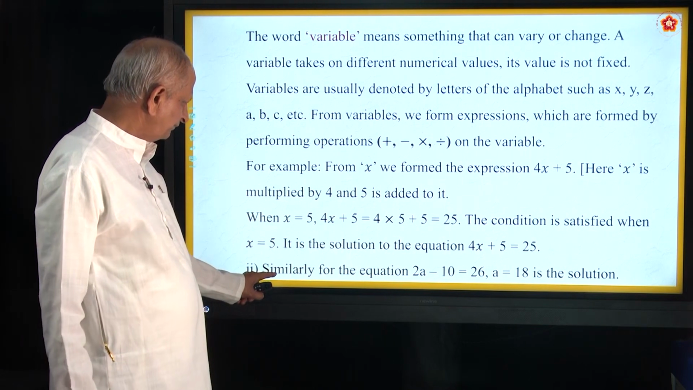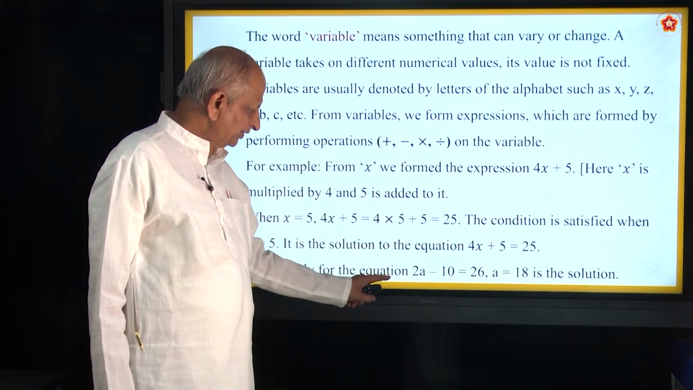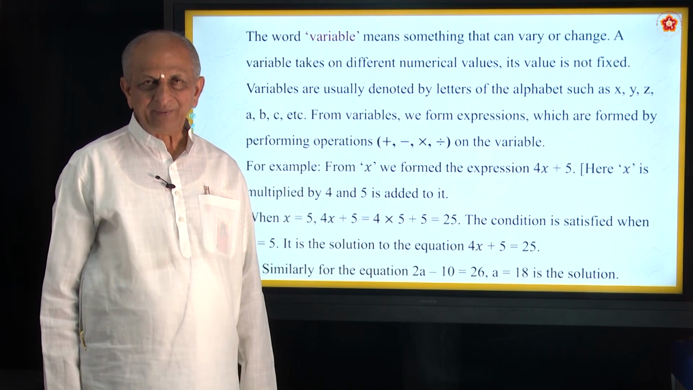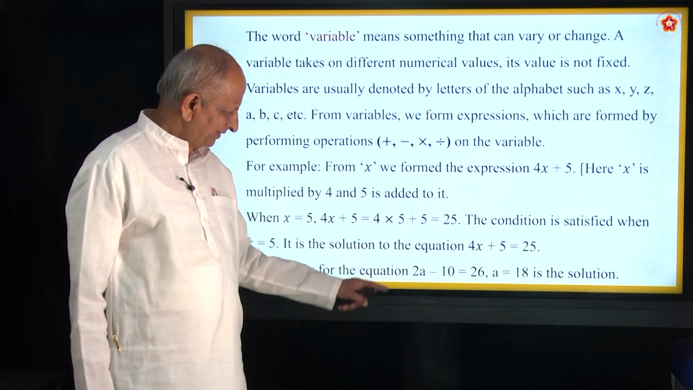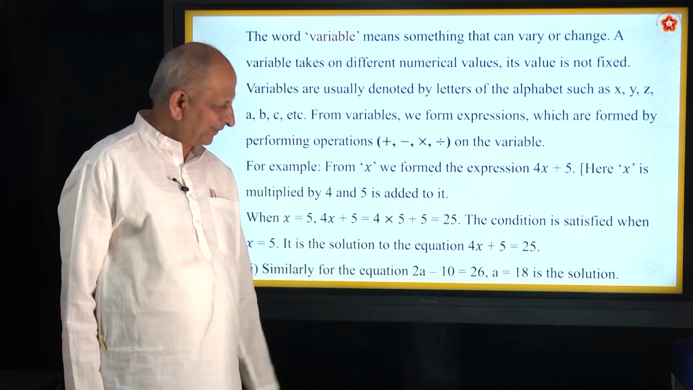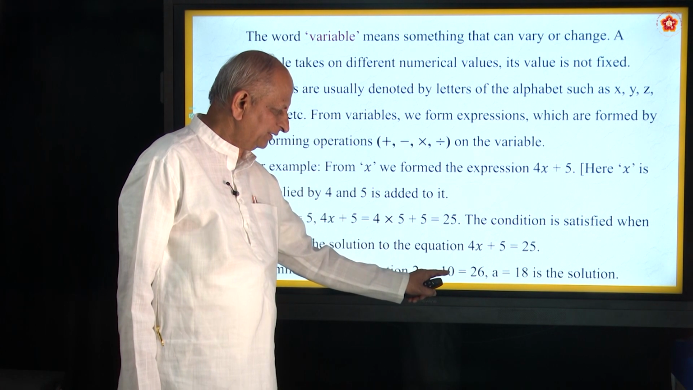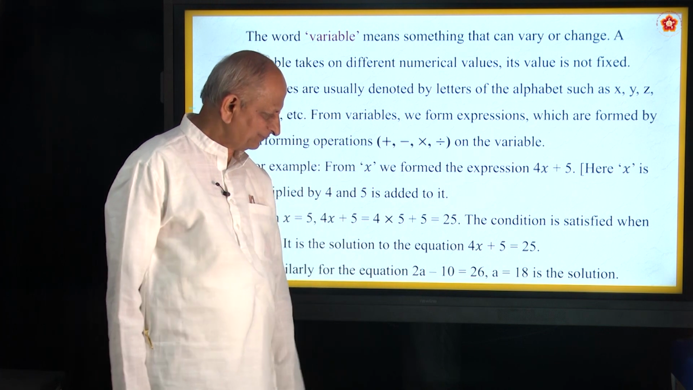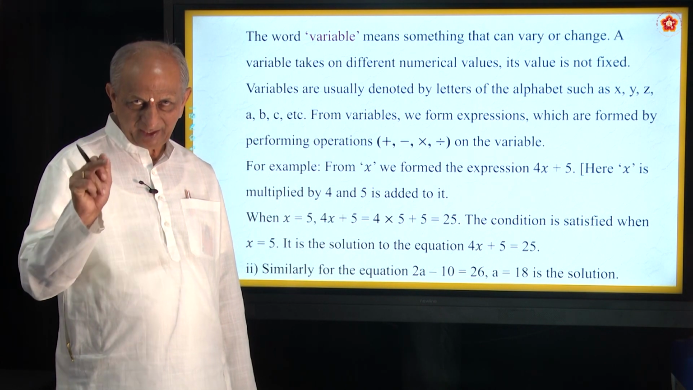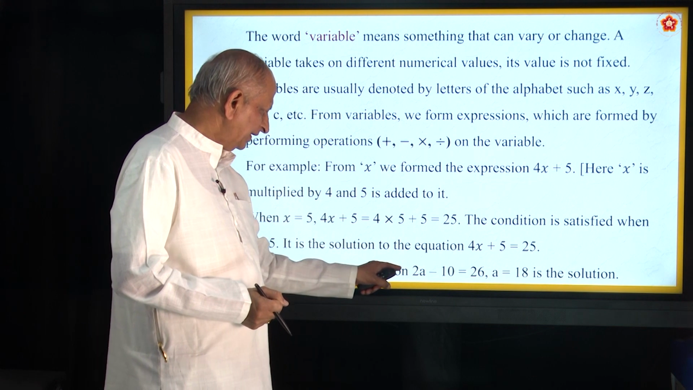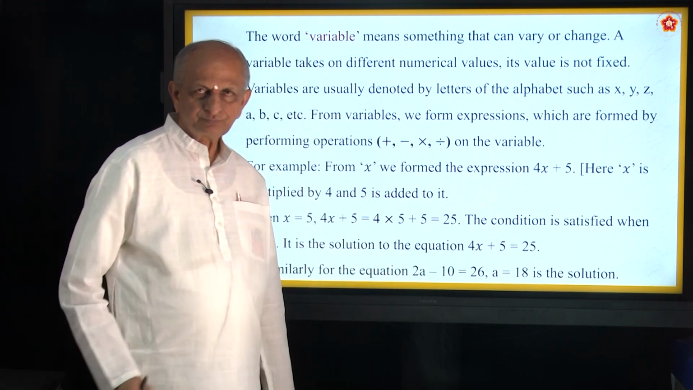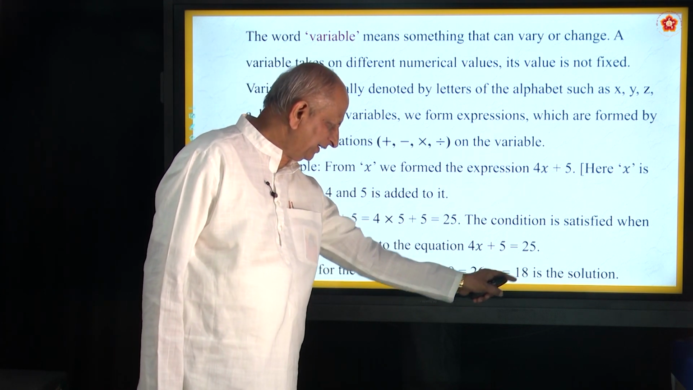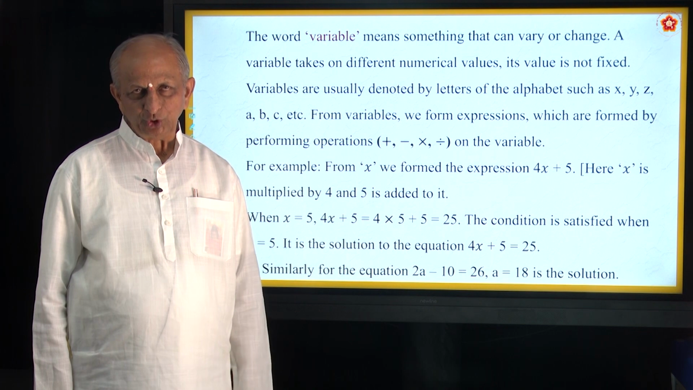Okay, one more example. Similarly, for the equation 2a minus 10 equals 26, what is the variable called? A. What type of expression is it? It is binomial. And what is the sign used here? 26. For what value of A will the equation hold good? If you operate it, you find that A is equal to 18 is the solution.